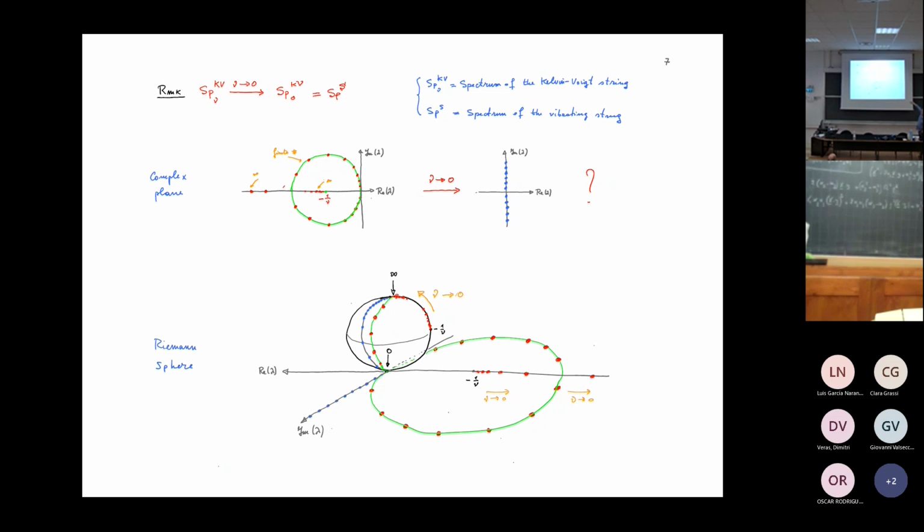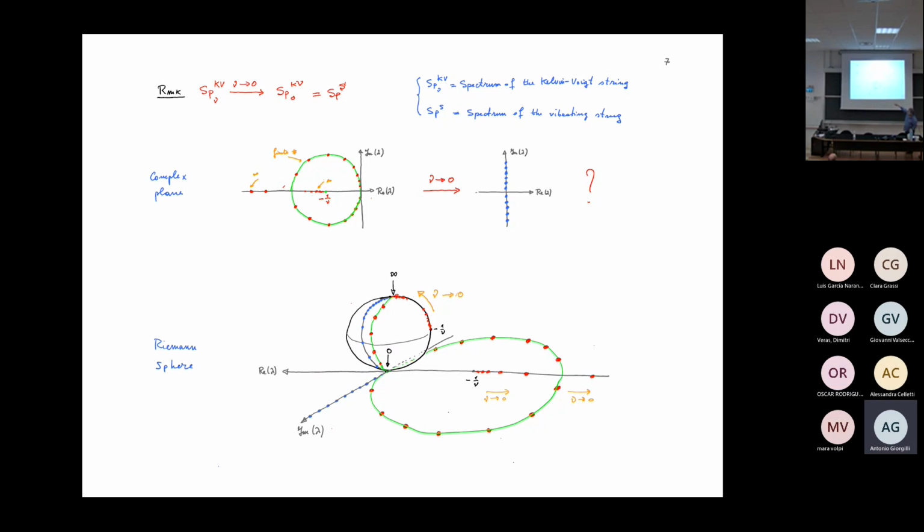However, if you look at it in the Riemann sphere, where we identify the points in the plane with their stereographic projections, then here is the plane. You see the real part of lambda and the imaginary part of lambda. Here there are the imaginary eigenvalues. The blue ones are the eigenvalues of the string. So they move. The imaginary axis is this circle here in the sphere. They accumulate at infinity here.